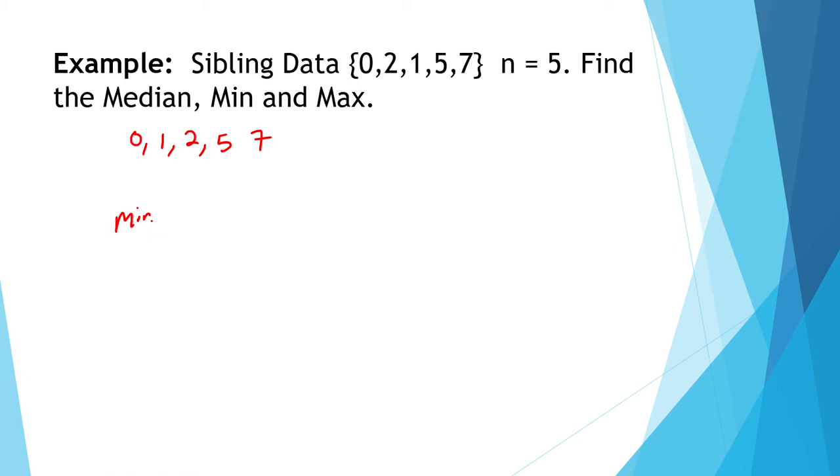The minimum is really easy to find. It's the smallest value. That is 0. The maximum is the next easiest value to find. That's just 7. Now the median is the number that's right in the middle, and you can clearly see that 2 is in the middle, where we have 2 data values below it and 2 data values above it. So the median is equal to 2.